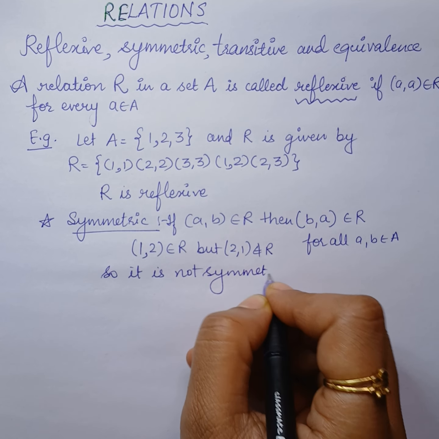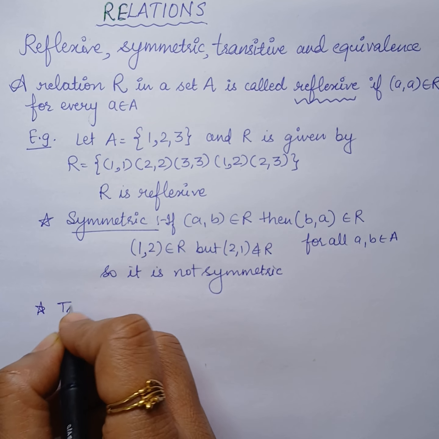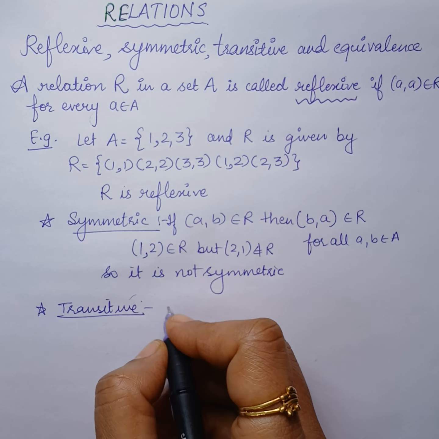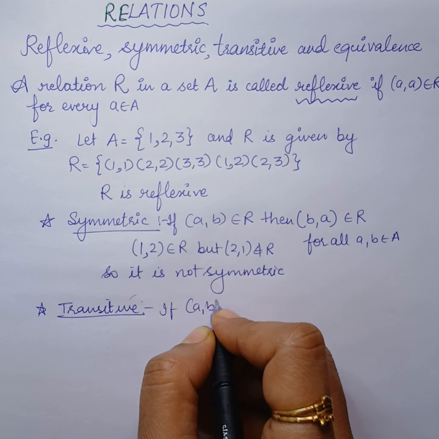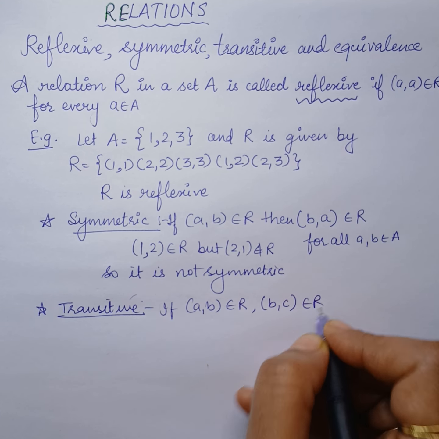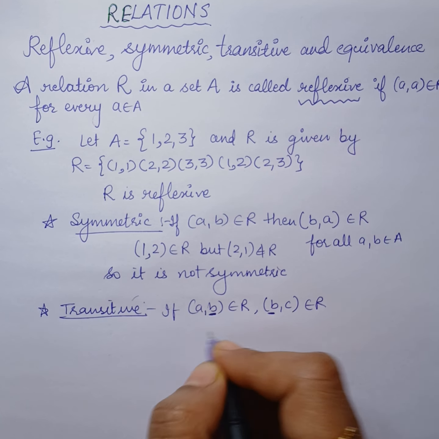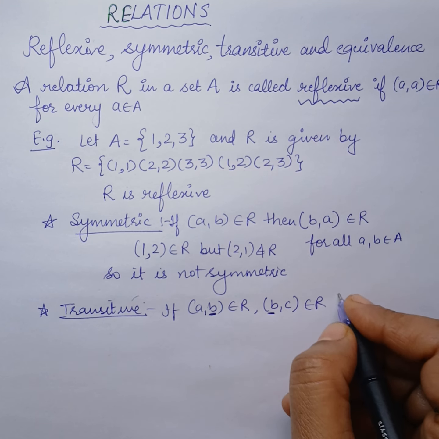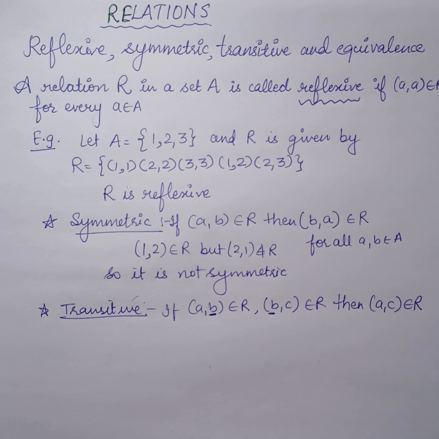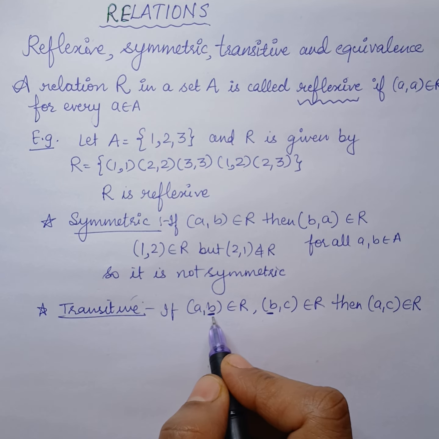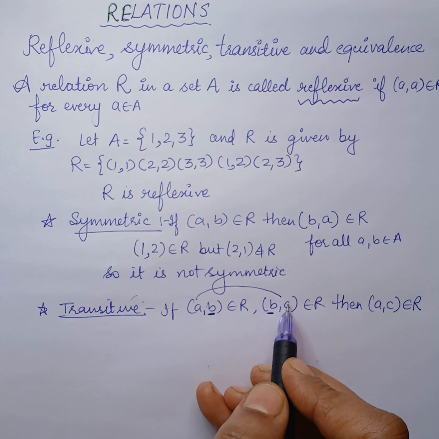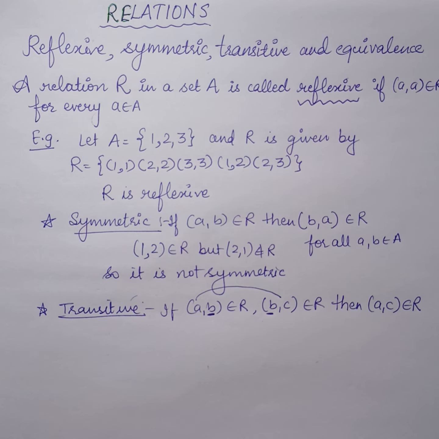Now the next is transitive. For transitive, we have if (a, b) belongs to R and (b, c) belongs to R, where this element b should be common here, then (a, c) should also belong to R. It means we need to just forget about this b. We need to take this pair (a, c), which should also belong to R.